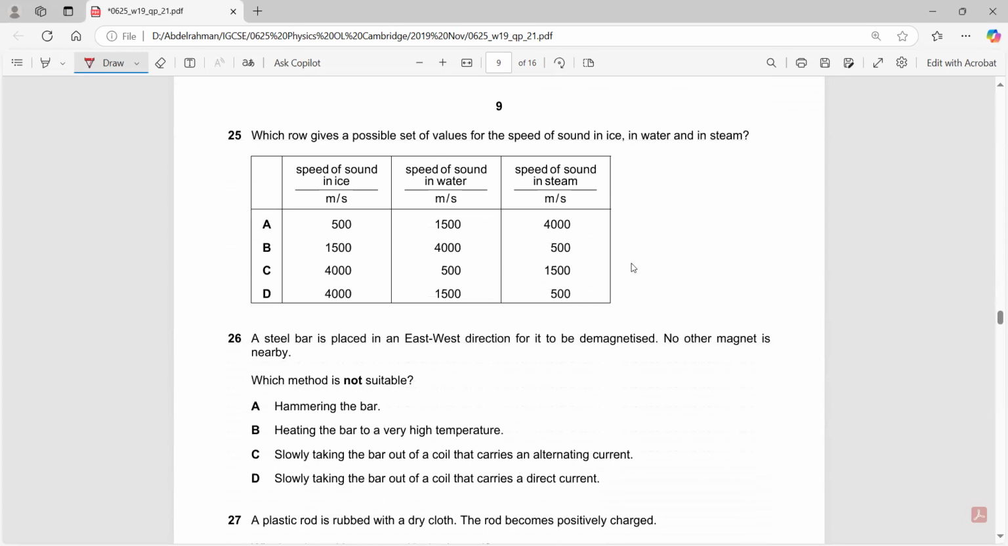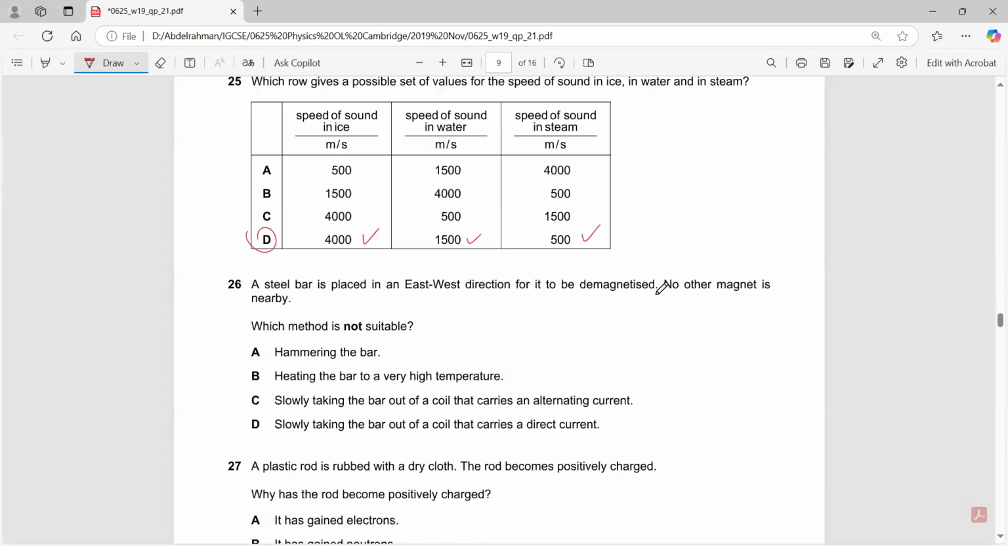Question 25. Which row gives a possible value for the speed of sound in ice, water, and steam? In ice, it's the fastest. Why? Because it's solid. In water, it would be a bit slower, and in the steam, it would be the slowest. D.